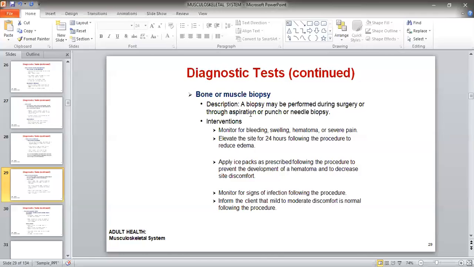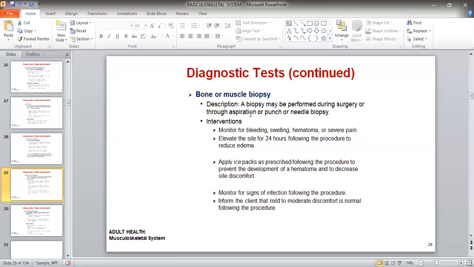Elevate the site for 24 hours. It can reduce the inflammation. It can reduce the edema. Also apply an ice pack. Why? It can prevent hematoma development, reduce inflammation or pain, and decrease site discomfort.